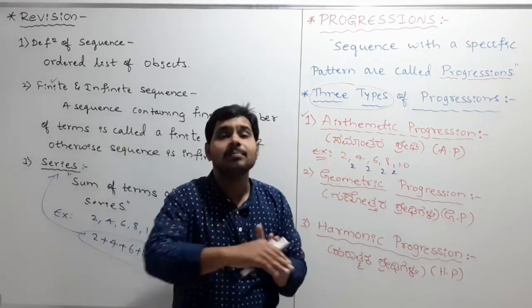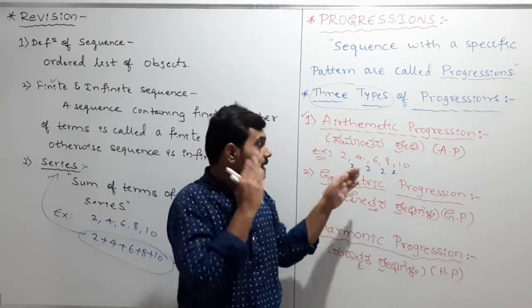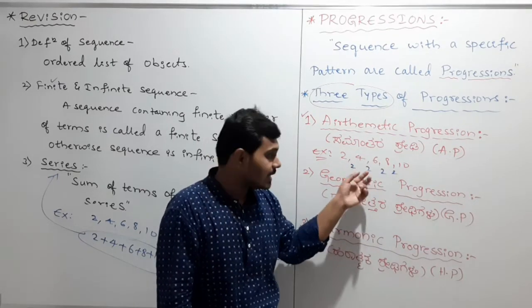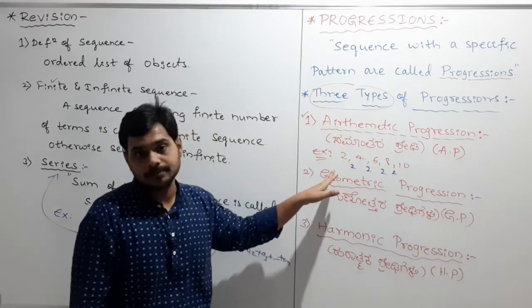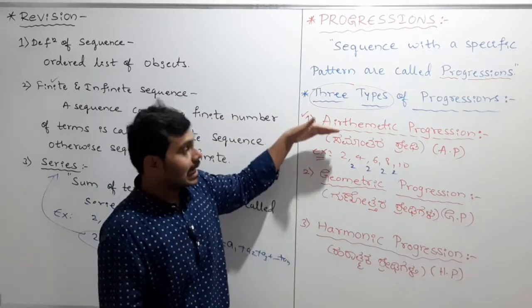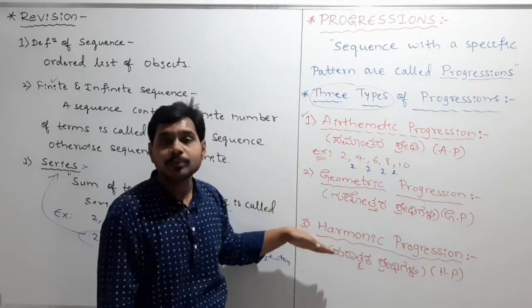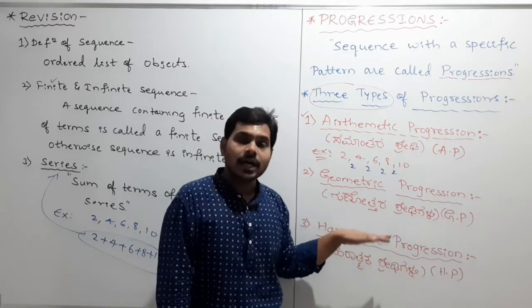What is the specific pattern? If you take any two consecutive terms, the difference is constant. So therefore this is a progression. Next, what is arithmetic progression, what is geometric progression, what is harmonic progression, that we will discuss one by one. Am I clear? I hope you understood.